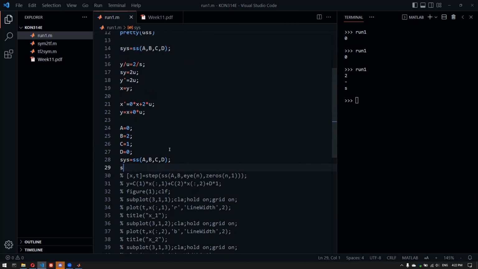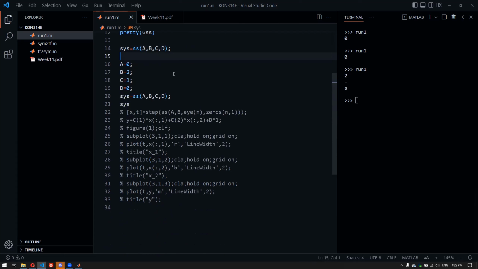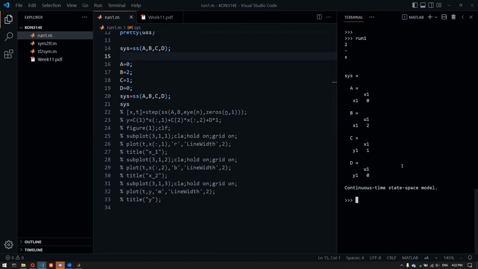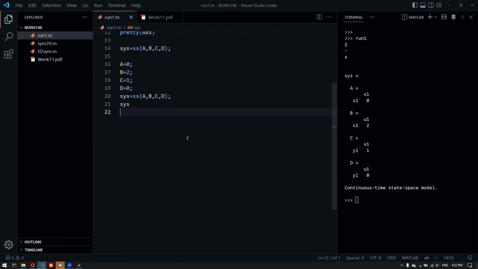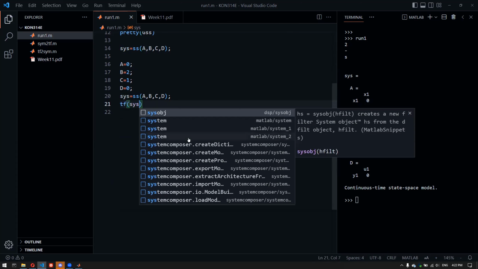So let's do it. And let's look at sys. And let me get rid of this part. So you can see it kind of represents the same. There's no dependence in that. But then we have 2, and then there's 1 and 0, and this is our system. Now I can basically convert this one into a transfer function and see what it's going to show us.